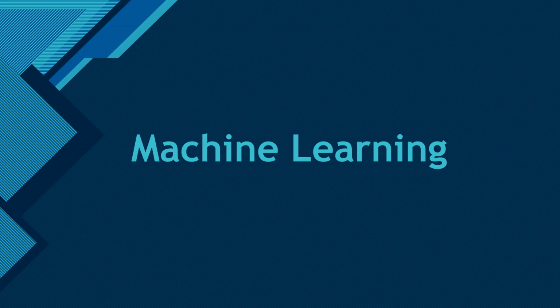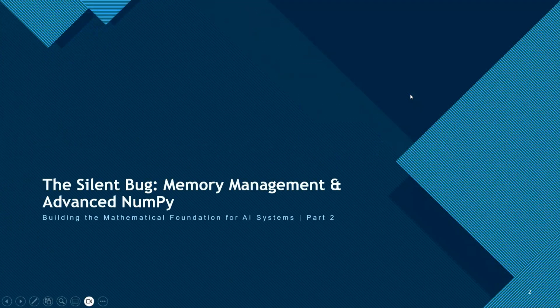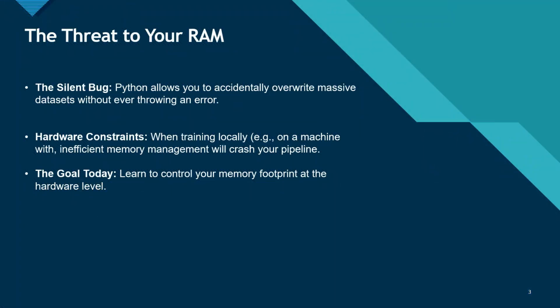Welcome back, friends. In the last video, we saw how we can use NumPy vectorization and how it is fast compared to standard Python for loops. In this video, we cover the silent work: memory management and advanced NumPy. We will see how our system can crash if we do not fix this bug.